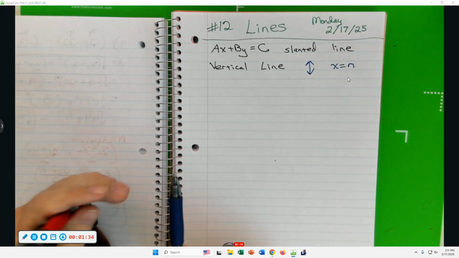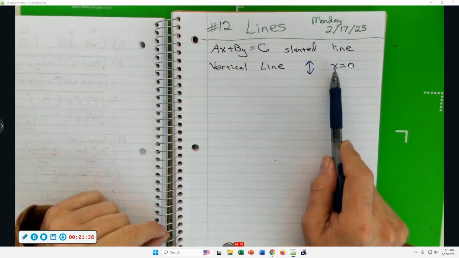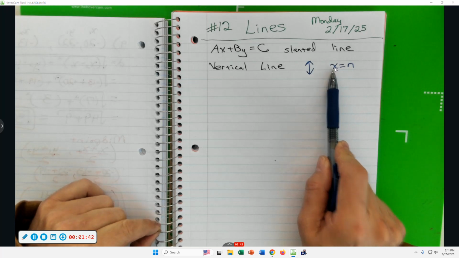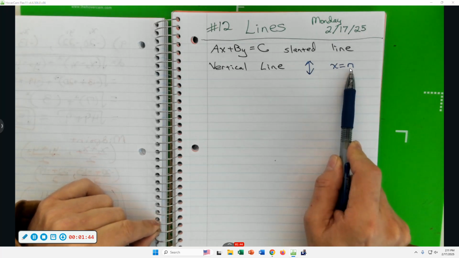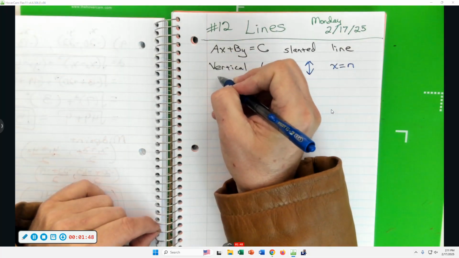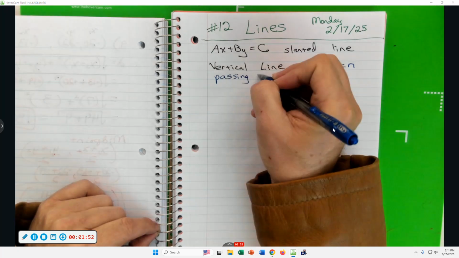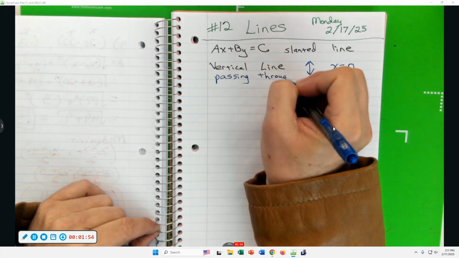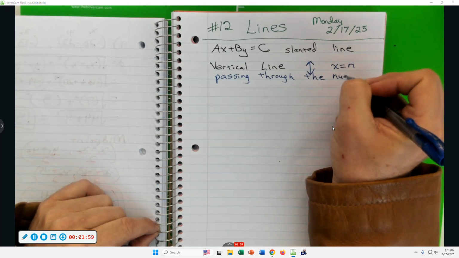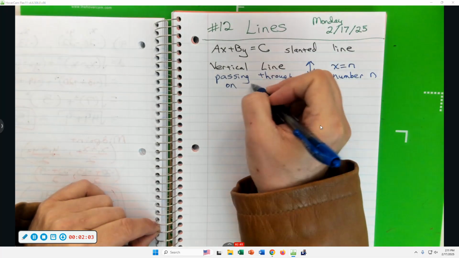Now to graph a vertical line, you have to make sure that it's solved for x, because that says you're crossing the x-axis at the number n. So I'll write that out. x equals n is a vertical line passing through the number n on the x-axis.